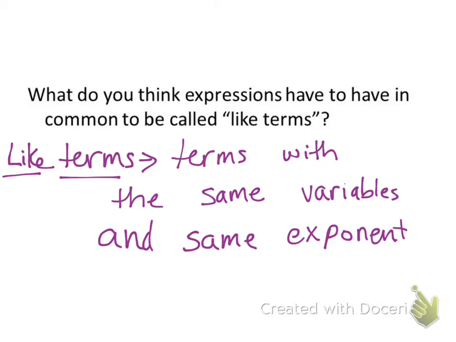They need both. So you can't combine x squareds and x's, and you can't combine x squareds and y squareds. They have to have the same variable. Remember, variable means a letter. So same letter, same exponent, which is a little number behind it. So same variable, same exponent if you want to be like terms. Make sure you get this in your notes.